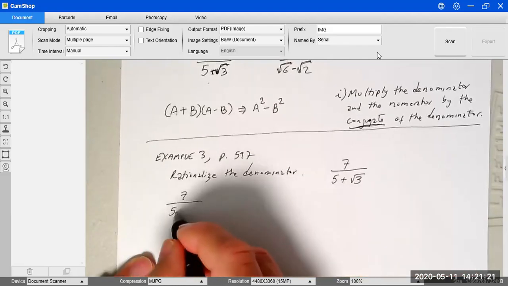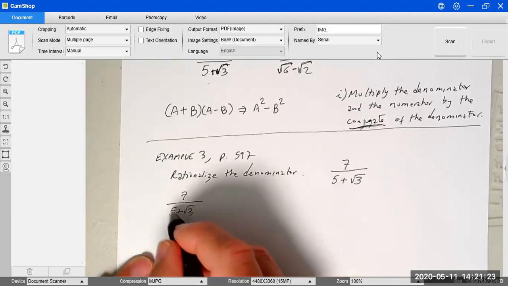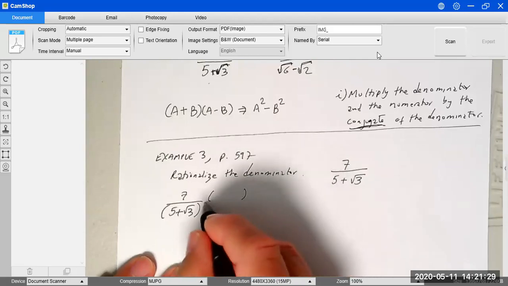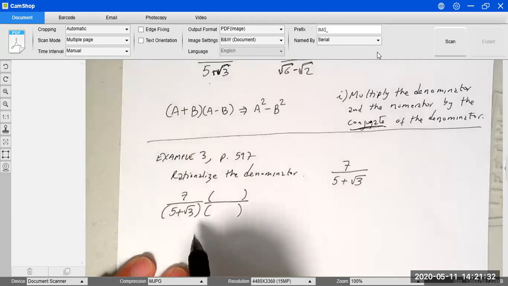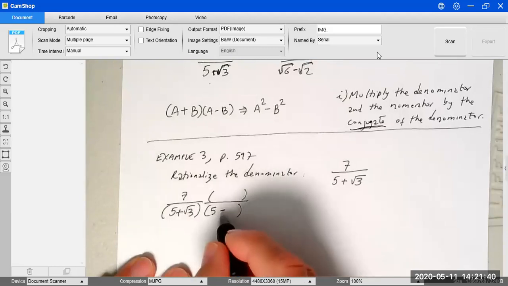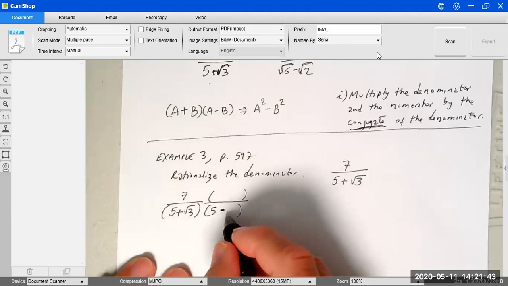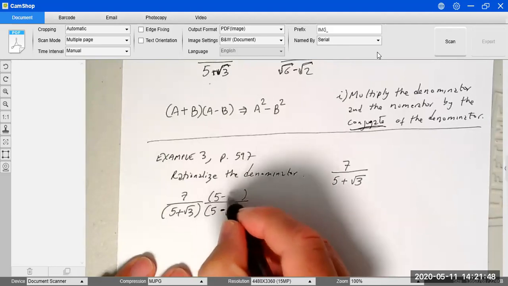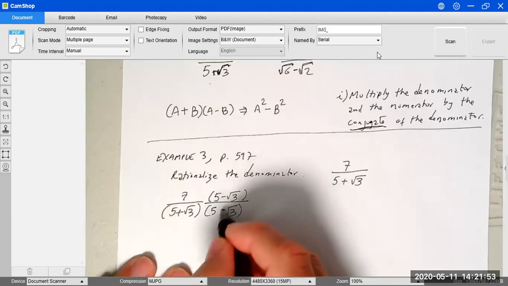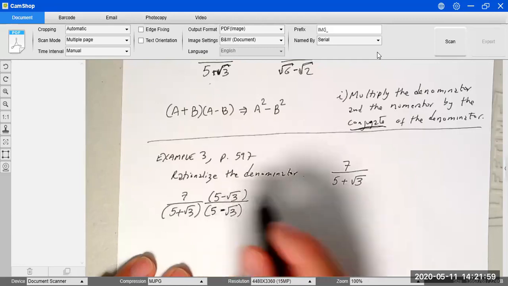I'm going to use parentheses to enclose the denominator, and I'm going to multiply the numerator and the denominator by the conjugate of this denominator. Where is the conjugate? The conjugate is just 5 minus, because I have a plus sign here, then the conjugate is going to contain a minus sign. So 5 minus the square root of 3, and I'm going to write that also on the numerator. So these two quantities should always be the same. Otherwise, you are changing the problem.